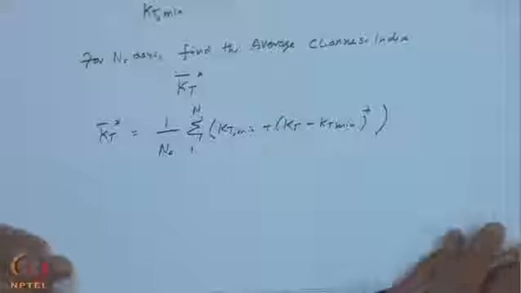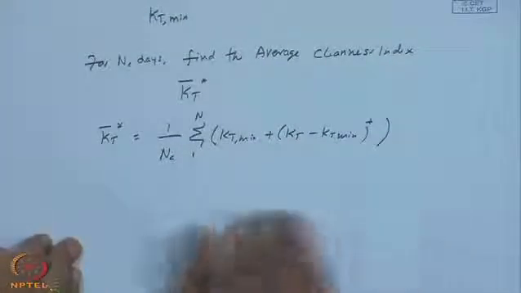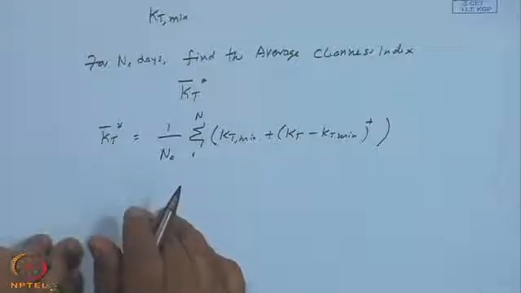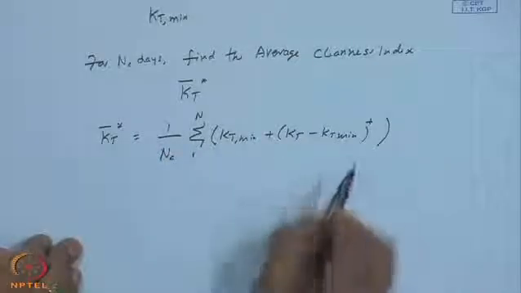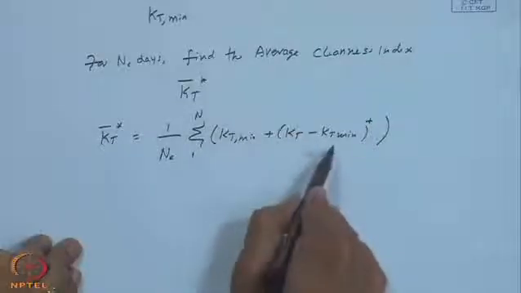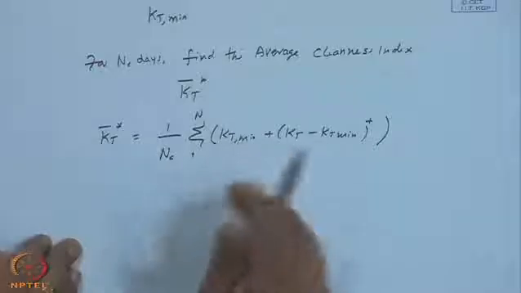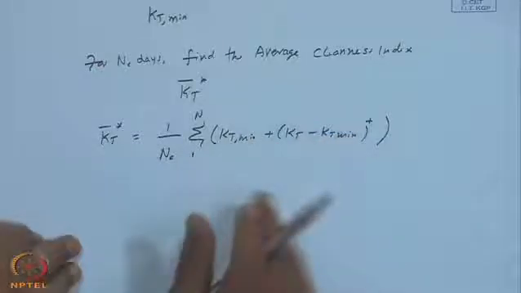This is only a clumsy way of mathematically putting it. Just find out the clearness indices of the days with KT greater than KT minimum and take the average. So, if this is negative, it will be 0, only KT minimum will be there. If this is positive, that will be contributed to KT minimum, that is the ordinate above the KT minimum value, that is all, nothing else.